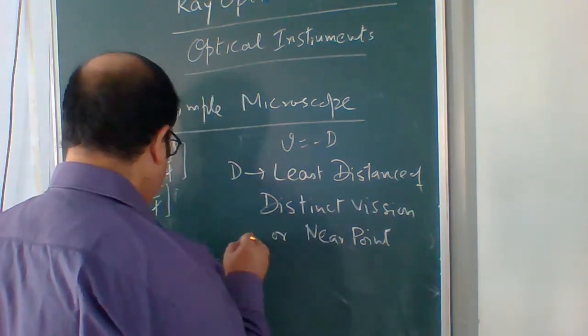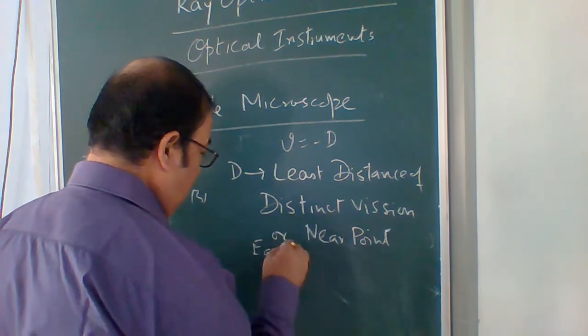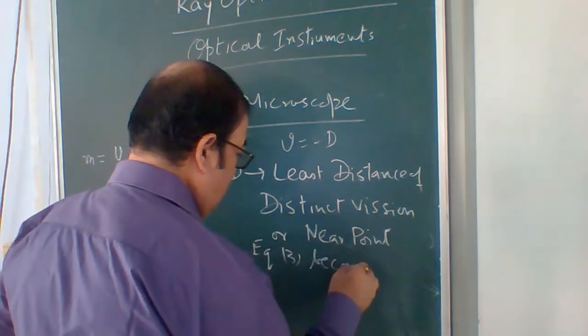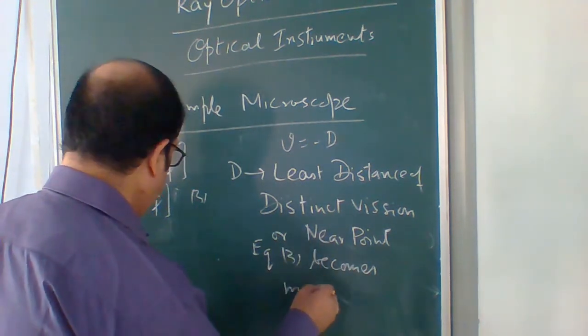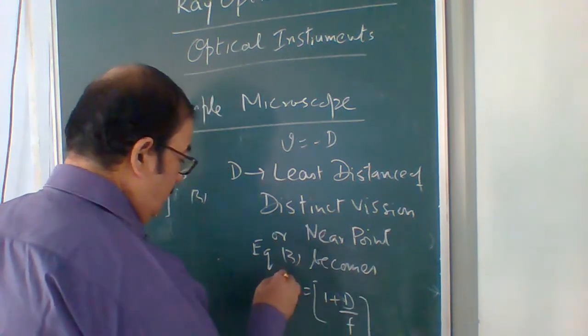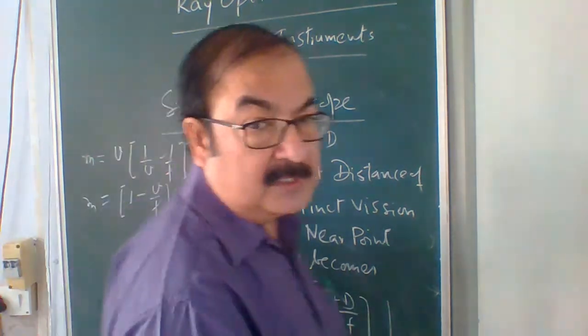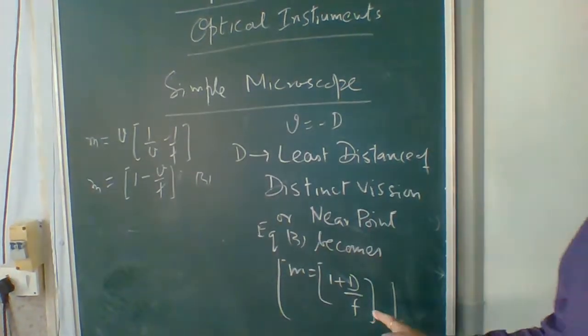Then equation 3 becomes M equal to 1 plus D by F. This is the expression for magnifying power or magnification of a simple microscope.